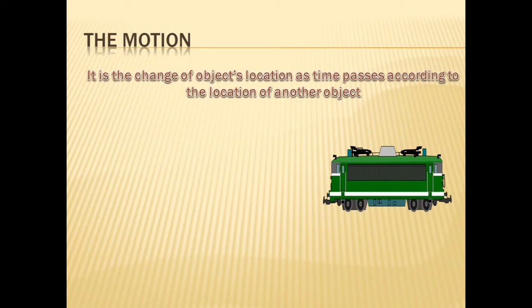But now, how can you prove to yourself that you are still at rest? The only thing you can do is look from the window at any fixed object, like a tree or a light post. By comparing your position with the position of this fixed object, you will be sure that you are still at rest. This is the reason for adding this sentence, according to the location of another object: to be sure that you are actually in a state of motion.